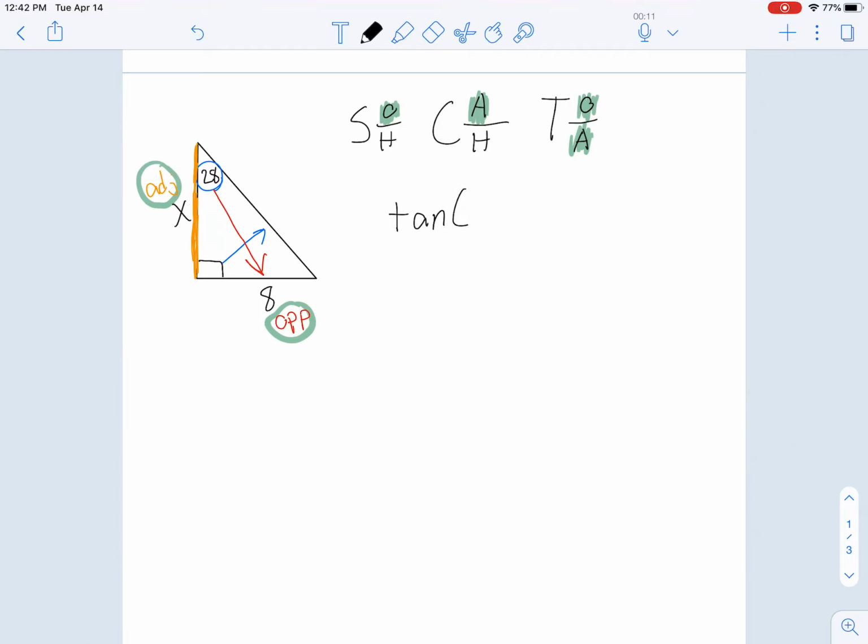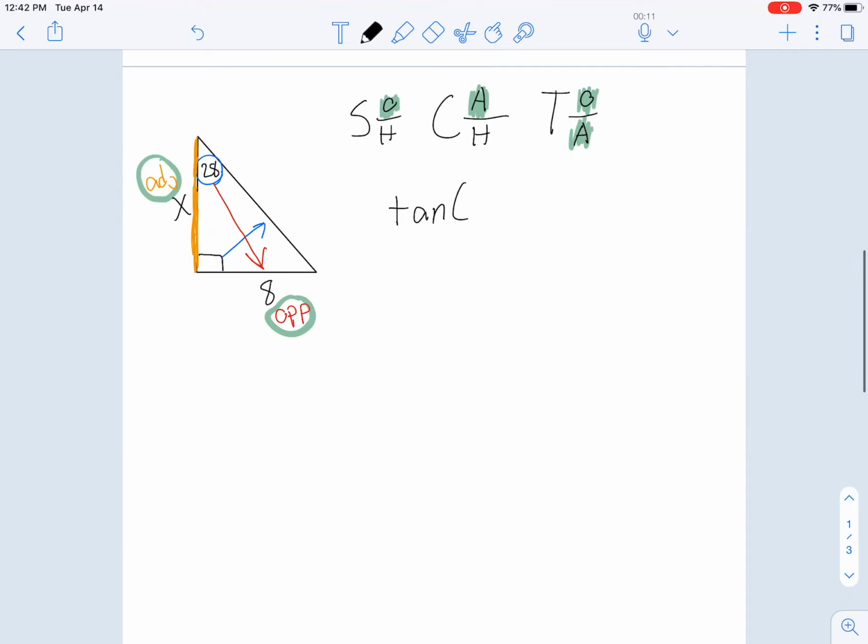And inside my parentheses is always my angle. It's what we circled. So what we circled was the 28. So 28 goes inside my parentheses, equals. Now I go back up here to look at what goes on top. Opposite is on top. So my number that's on top is 8 over adjacent, which is x. Okay, where's x? Is it up high or down low? It's down low. So we divide.